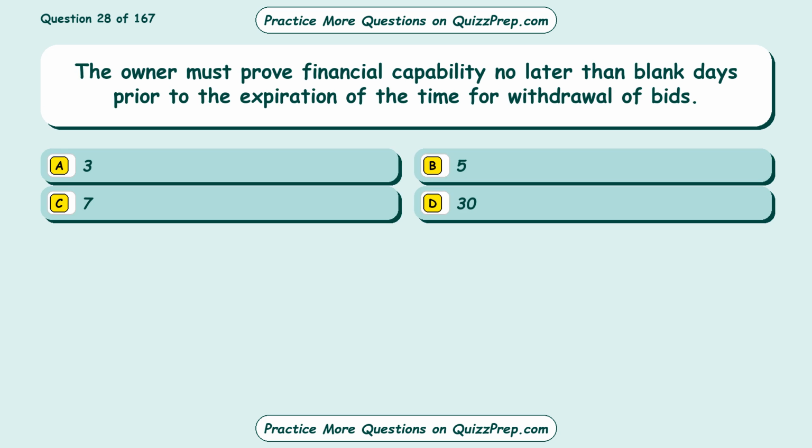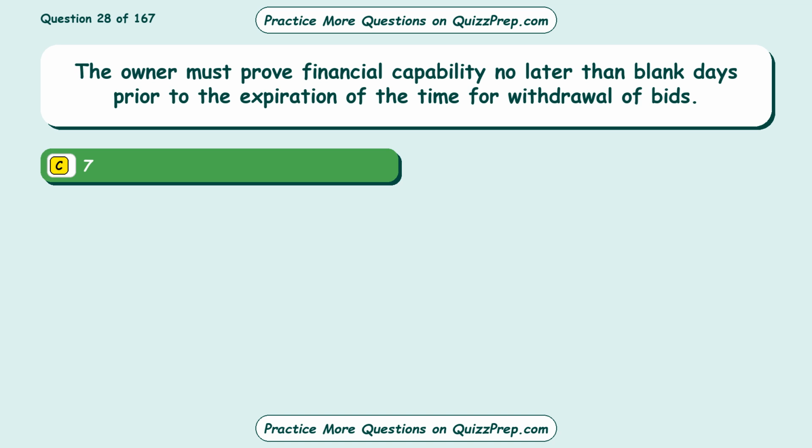Question 28. The owner must prove financial capability no later than blank days prior to the expiration of the time for withdrawal of bids. Option A, 3. Option B, 5. Option C, 7. Option D, 30. The correct answer is option C, 7.